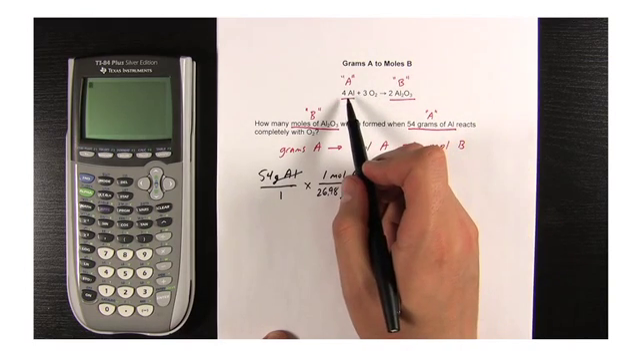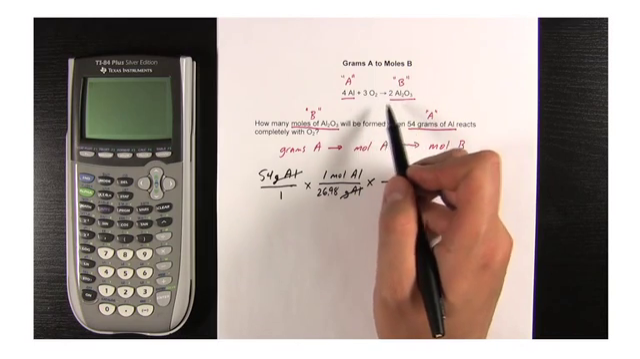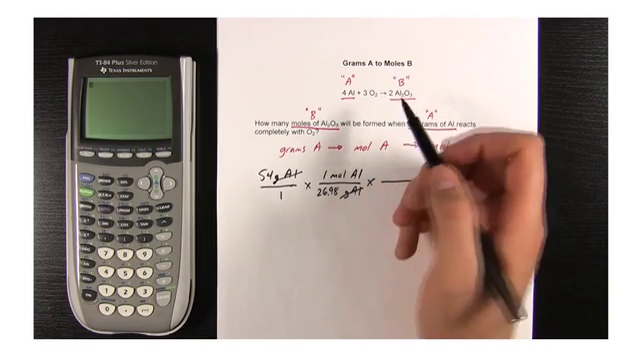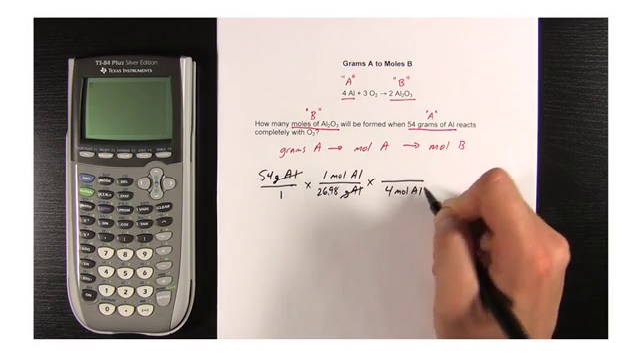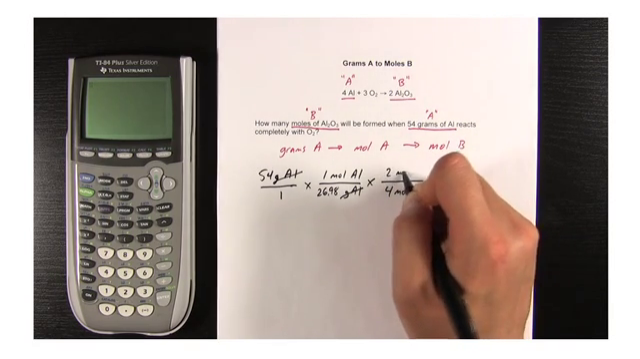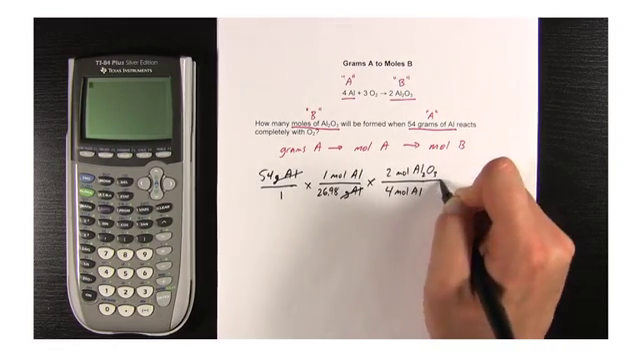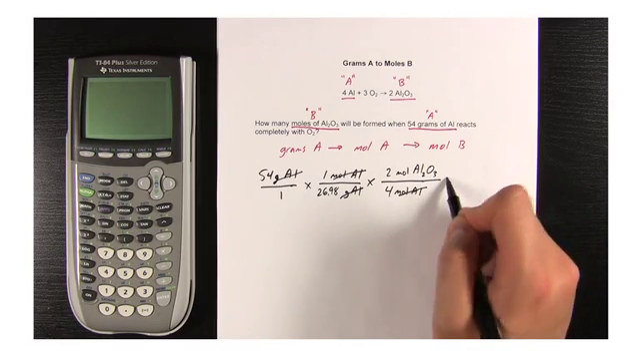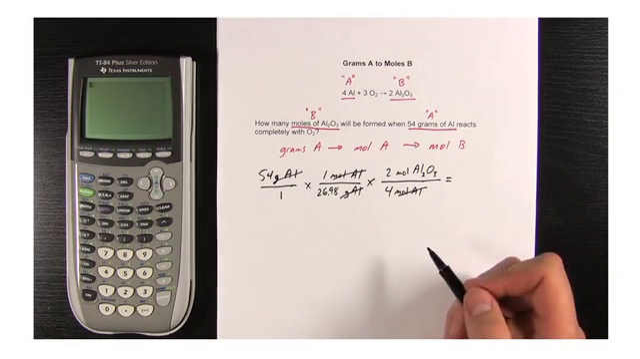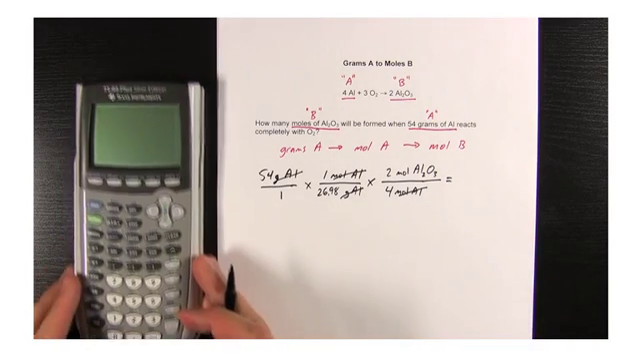And I can see that the molar ratio of aluminum to aluminum oxide is 4 to 2. So I'm going to write 4 moles of aluminum down here and 2 moles of aluminum oxide on top, because I want the moles of aluminum to cancel with moles of aluminum, and then I'm done. So I just need my calculator to do the rest of the calculations.